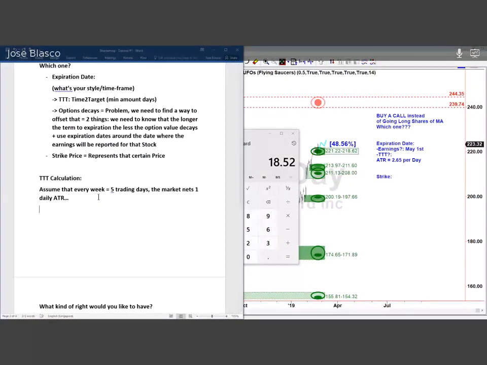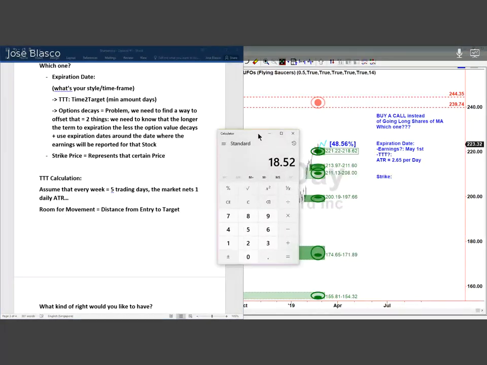So we will look at room for movement, which is the distance from entry to target. That's the room for movement, okay? How much room for movement we have. So what would you do? Well, you would take that room for movement, which I erased by mistake, but it was 18.52.